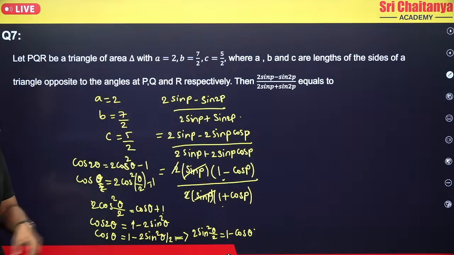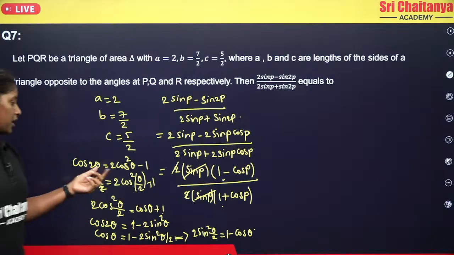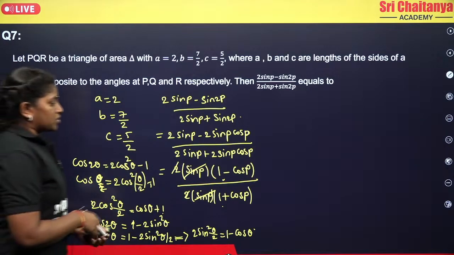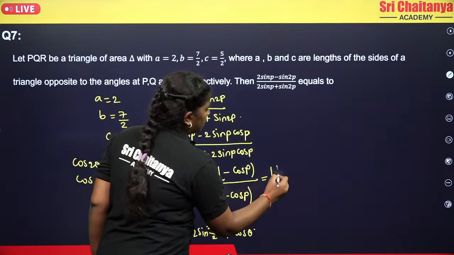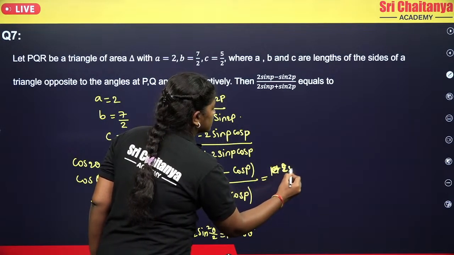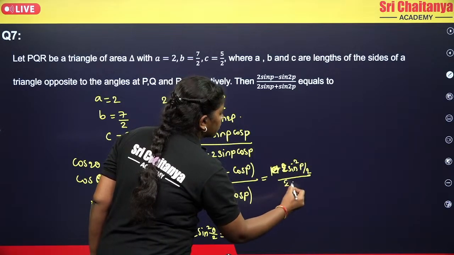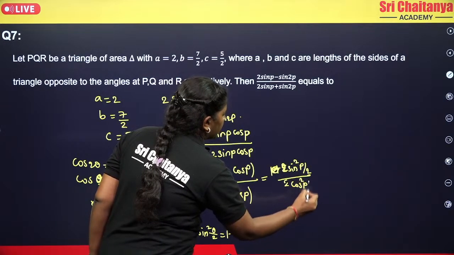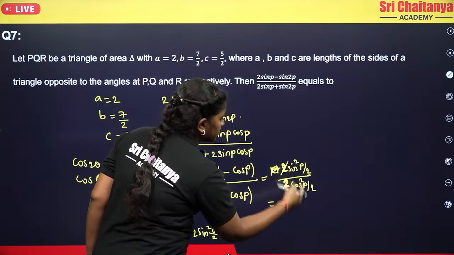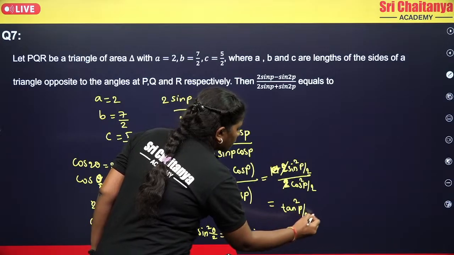Okay, so now 1 minus cos theta will become 2 sin square theta by 2, and 1 plus cos theta will become 2 cos square theta by 2. So now 1 plus, here it will become 2 sin square p by 2, and here it will be 2 cos square p by 2. Once again 2 and 2 will get cancelled, so sin by cos becomes tan square p by 2.